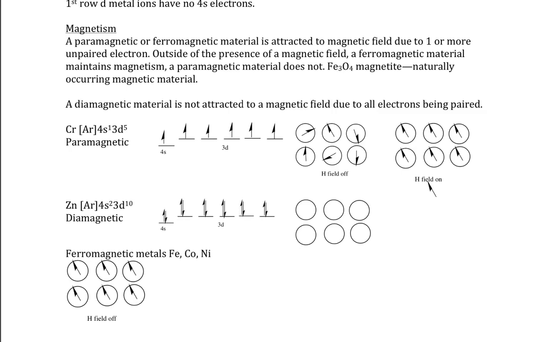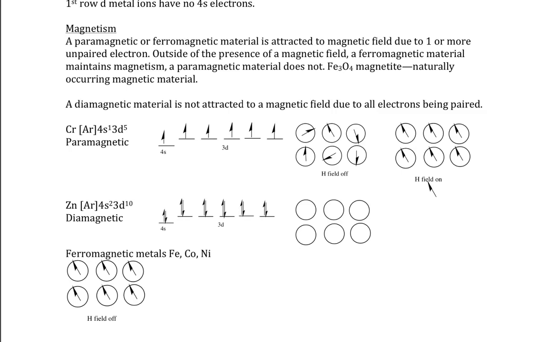Fe3O4, which is magnetite to a geologist, is a naturally occurring magnetic material. So that's found in nature. We have some magnetite rocks in our stockroom that you can pick up an iron nail, for example, with.